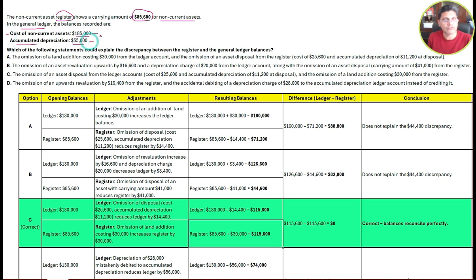as 55,000. If you take the difference, that will be the net book value. The net book value will be 130,000 US dollars. Okay, so if you look at these two balances, the register balance 85,600 and the ledger balance 130,000 US dollars, the difference will be 44,400. Okay, there's a difference between the register and the ledger balances.